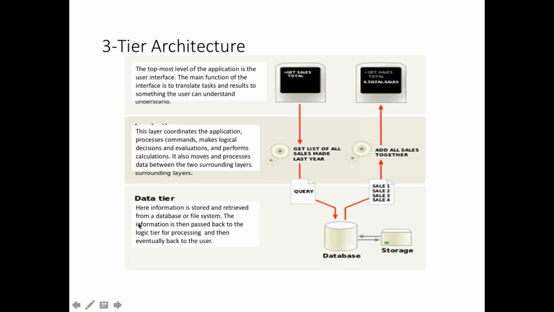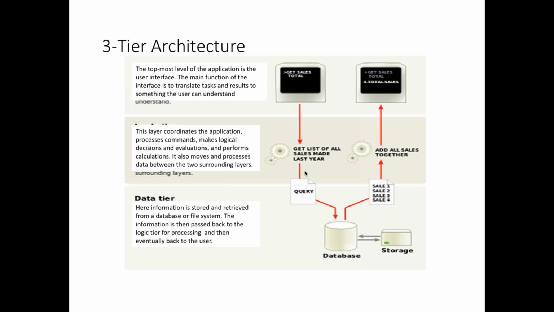So again, the topmost layer of the application is the UI or user interface. The main function of this interface is to translate tasks and results into something that the user can understand. Duck Creek works with XML as well. The output result that we get is in the form of XML, but XML is not very human readable. So this final layer is set up such that it is in a human understandable form. So that's the UI part.